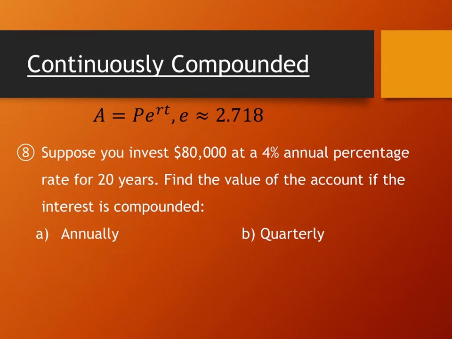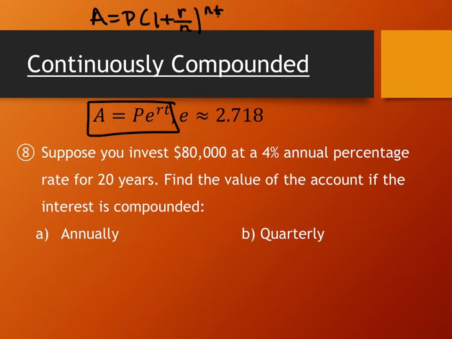So it says, suppose you invest $80,000 at 4% annual percentage rate for 20 years. Find the value of the account if the interest is compounded, and then we have different compoundings. Some components are going to be the same. Let me write down both equations on the screen. So looking at it like that, my principal, the amount that I'm investing, is $80,000.